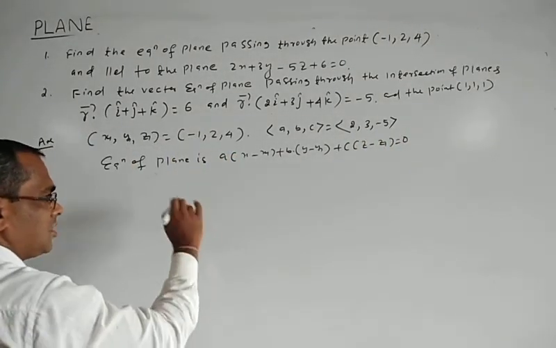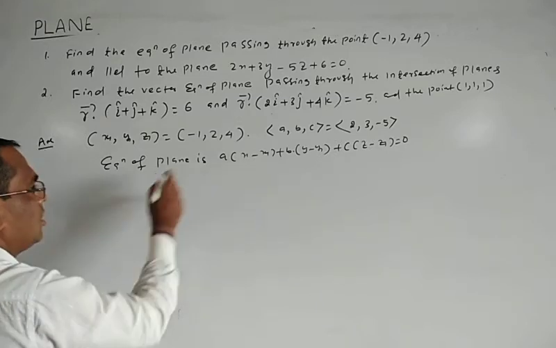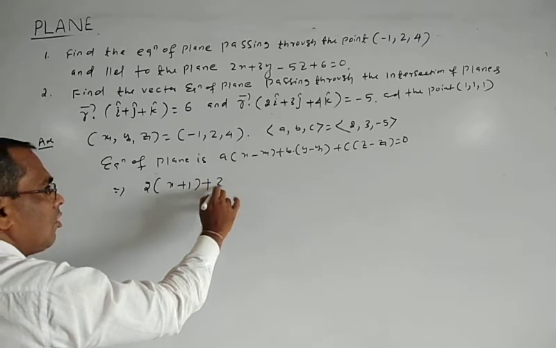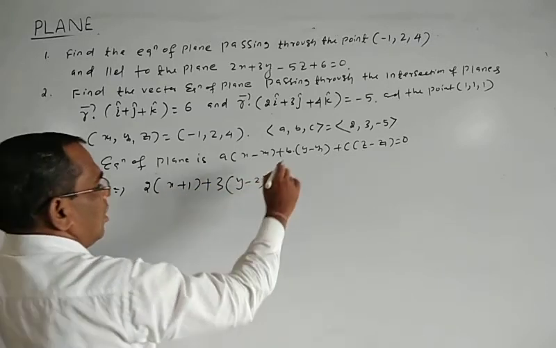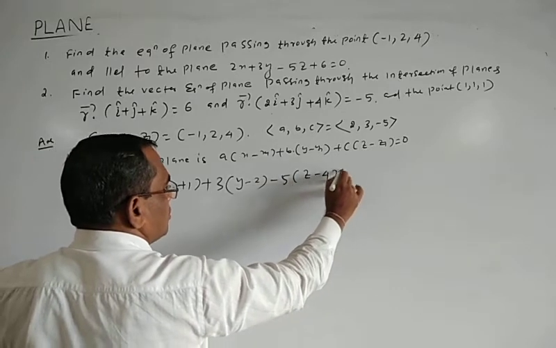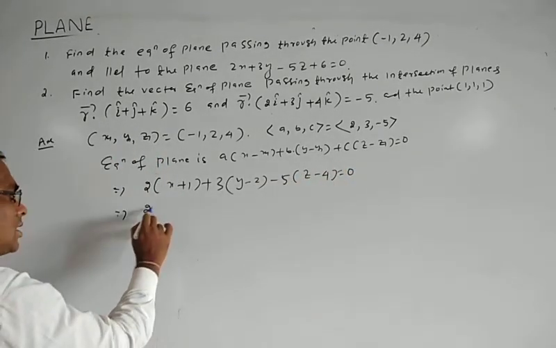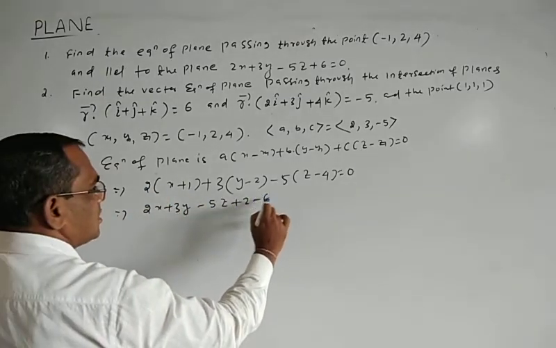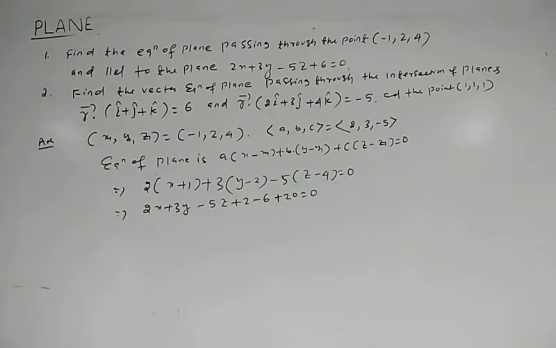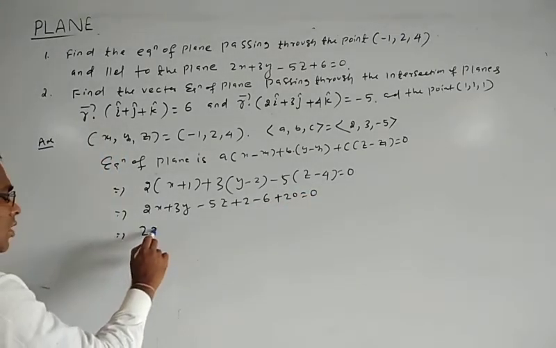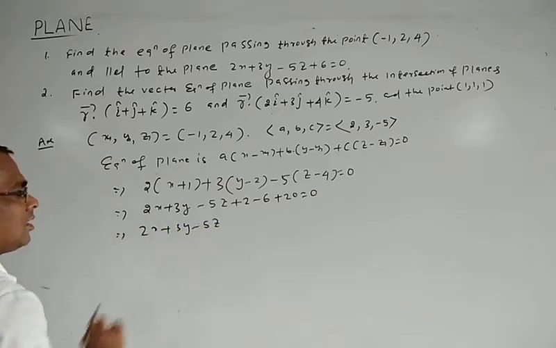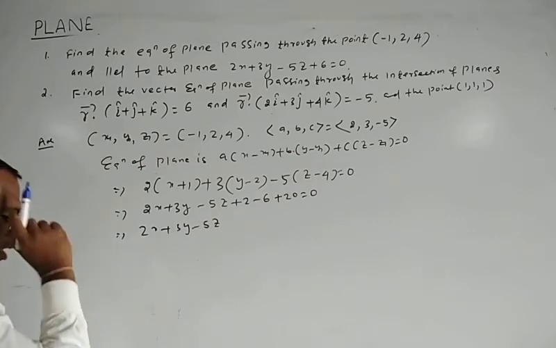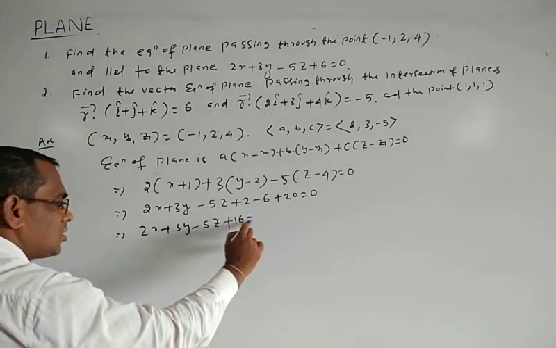Substitute this value of a, b, c and x1, y1, z1 in that equation. That implies 2 into x plus 1 plus 3 into y minus 2 minus 5 into z minus 4 is equal to 0. That implies 2x plus 3y minus 5z plus 2 minus 6 plus 20 is equal to 0. That implies 2x plus 3y minus 5z, 2 minus 6 minus 4 plus 16, so plus 16 is equal to 0.